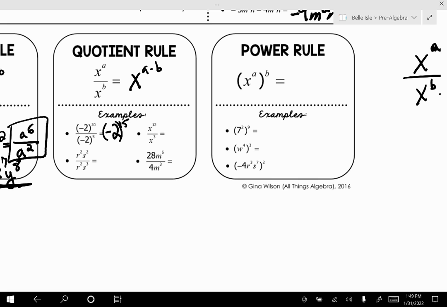Which one do we want to look at first? That last one? We can do that. 28m to the 5th over 4m to the 3rd. So we said numbers that are the base, or integers that are the base, we can leave them the same. But if they're coefficients, we need to go ahead and do the math. So what's 28 divided by 4? 7. Then we have m to the 5th divided by m to the 3rd.